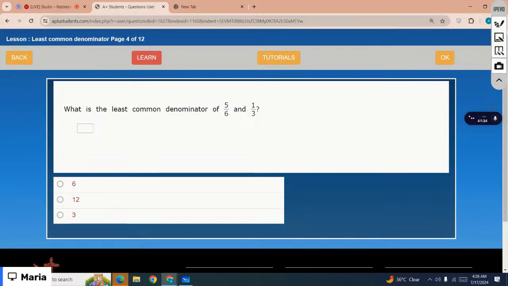Yes, 6, it is the correct option. The least common denominator of 5 by 6 and 1 by 3 is 6. The correct option is 6.